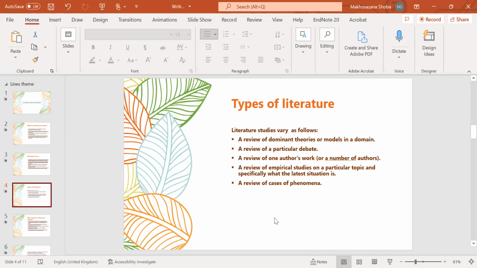Or you just want to engage with authors' work or a number of authors engaging in a particular debate as well. Or you just want to review studies, or your study is on empirical studies on a particular topic. Maybe it's a topic on teaching and learning in high schools as an example. So you will review studies on teaching and learning in high schools and perhaps in other institutions in education. Or a review of cases of phenomena. Maybe there are cases that you want to review.